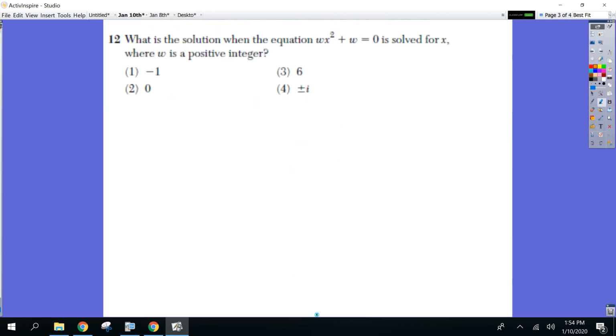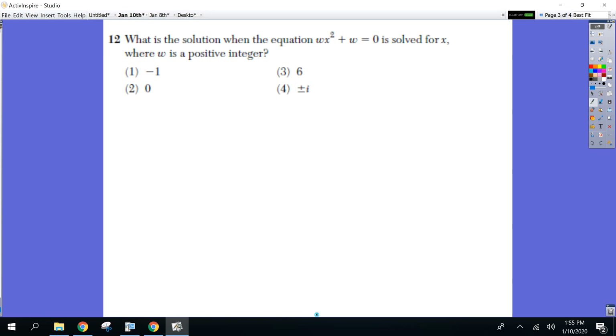Thankfully, I only have one question left here, so number 12. What's the solution? Solve for x. What's the solution when w is a positive integer? Your move? Plug in some stuff. Plug in what? What's w? Well, w says it's a positive integer, any whole number. So pick one. Pick 6.